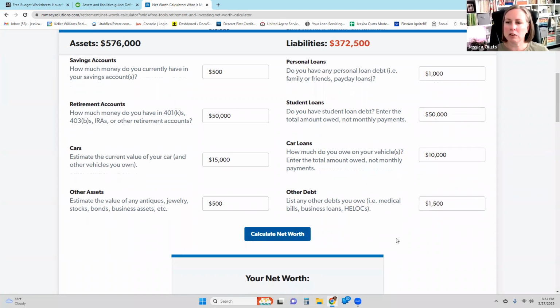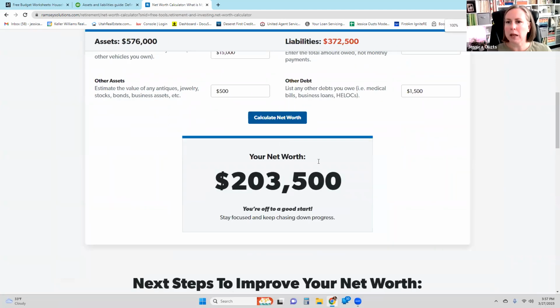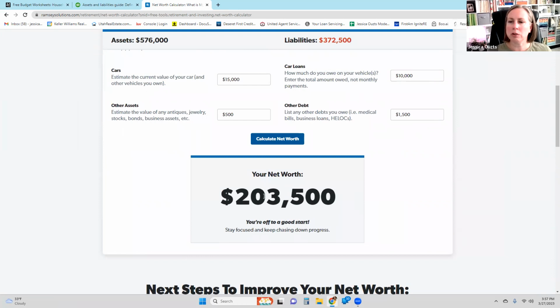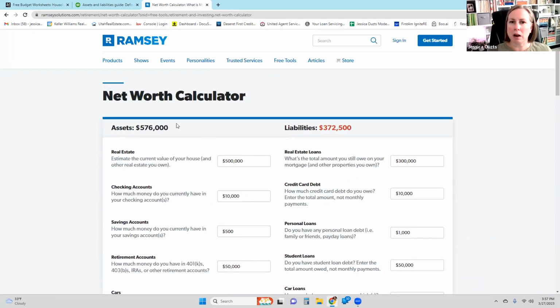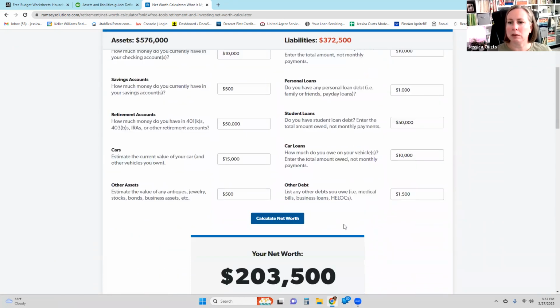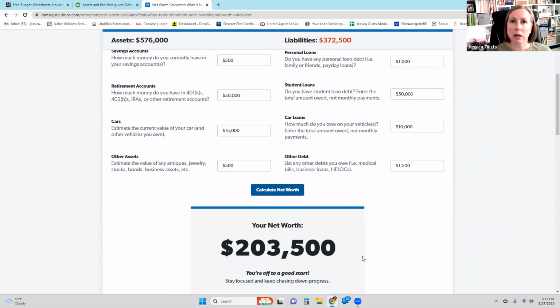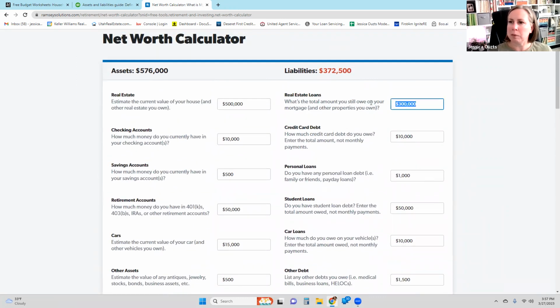This one's kind of fun because you just click the net worth button and we can calculate the net worth. And it's showing us here that we're at $203,500 in net worth. So that takes all of the assets on this column, subtracts all of the liabilities from this column to get the $203,000.